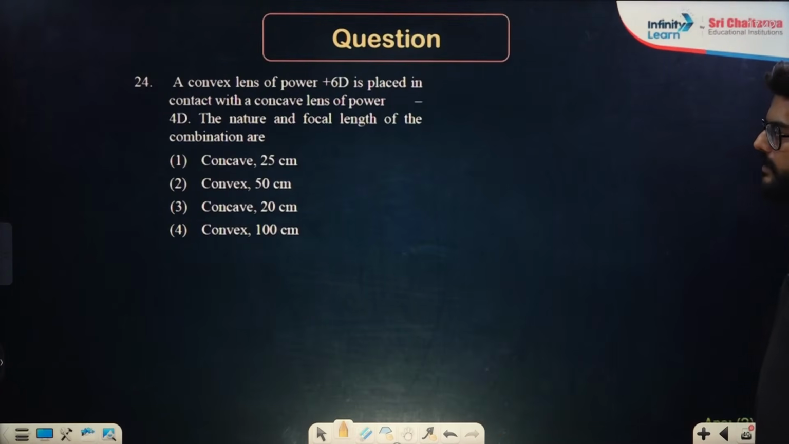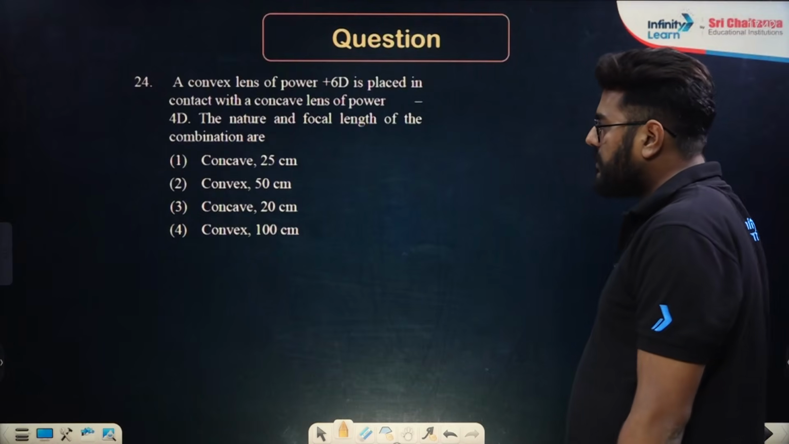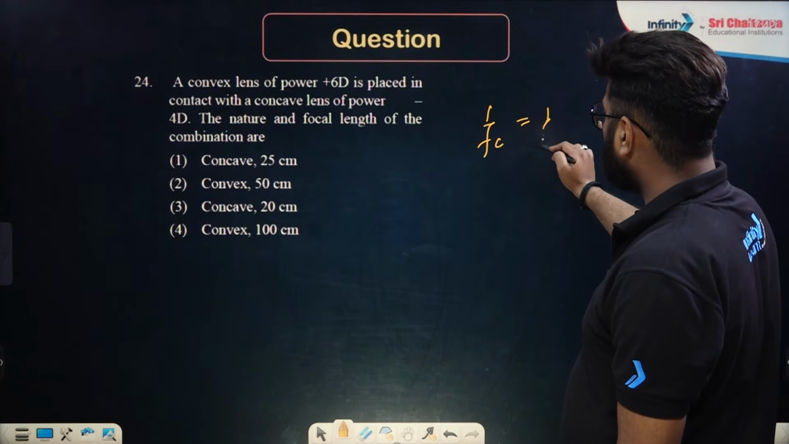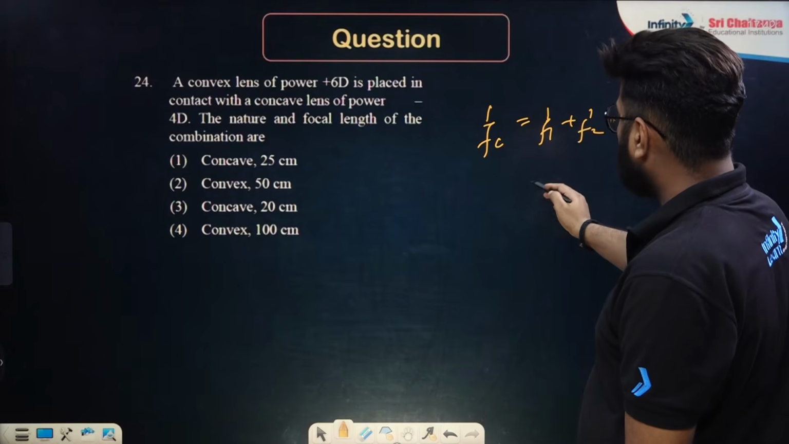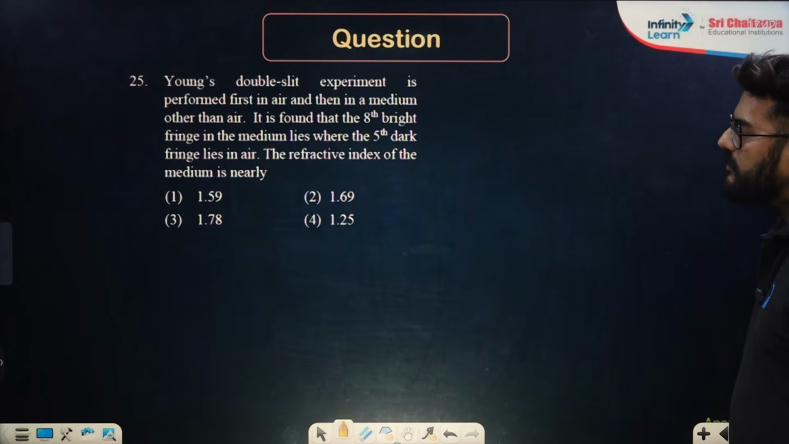Absolutely correct. A convex lens of power 6D is placed in contact with a concave lens of power minus 4D. The nature and focal length. It's simple, 1 upon focal length of the combination is 1 upon f1 plus 1 upon f2, or P1 plus P2. You can solve it, there's nothing tough in it.